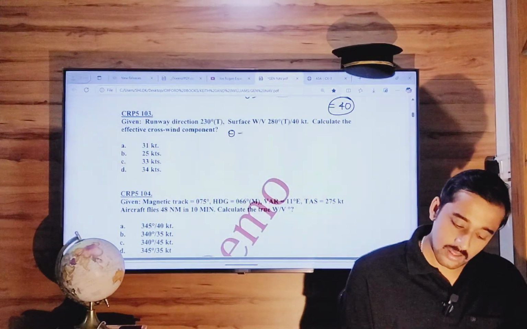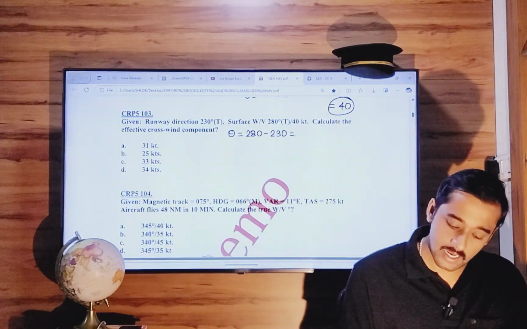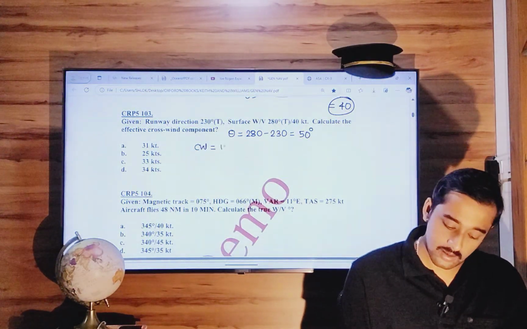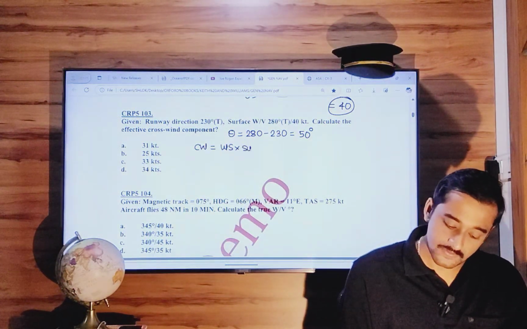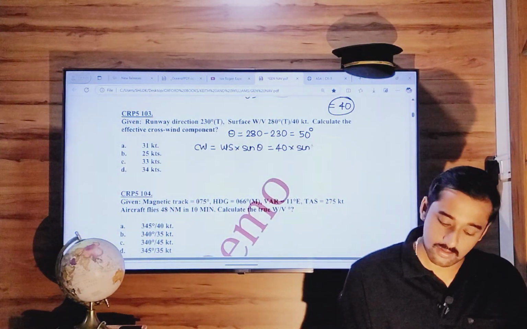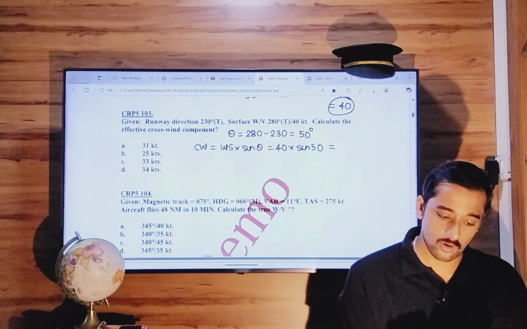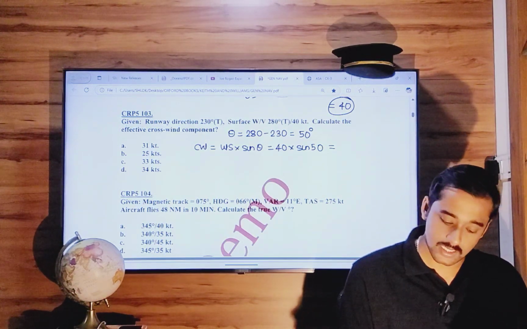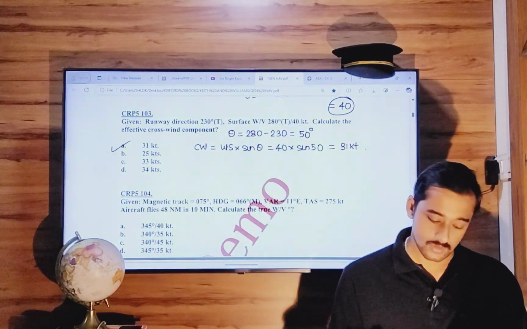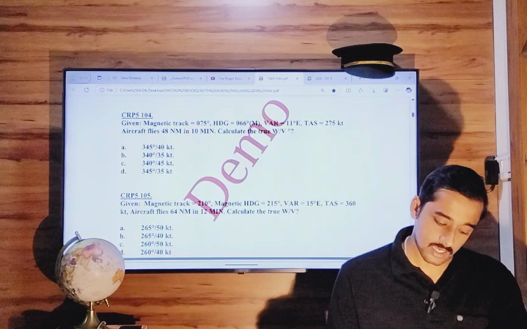Now theta is wind direction minus runway direction, 50 degrees. Crosswind component formula is wind speed into sine theta. So 40 knots into sine 50. Sine 50 into 40 is 30.6, approximately 31 knots. So option Alpha.